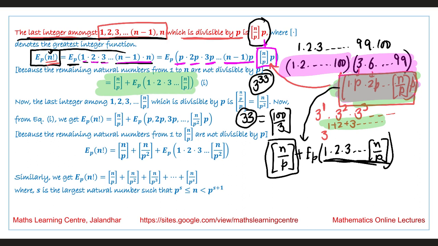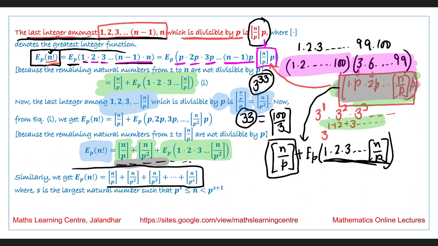Now from these terms, the term which is divisible by p is in this form: the greatest integer of n by p square. So we write that the exponent of p in n factorial is equal to the greatest integer of n by p, plus the greatest integer of n by p square, plus the exponent of p in the term 1 into 2 into 3 so on up to n by p square. And we have to continue in this way.